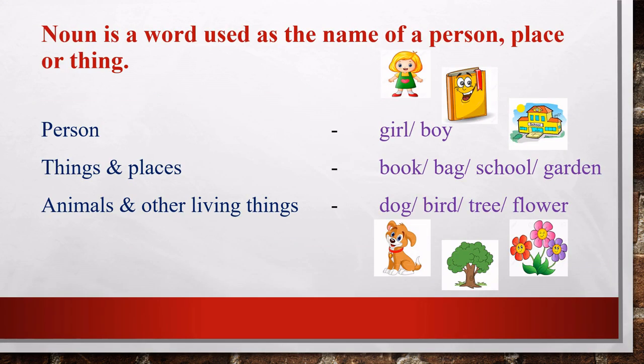A noun is a word used as the name of a person, a place or a thing. Examples are given below for each category. Let's check one by one. Nouns used for people can be girl, boy, teacher, and nouns used for things and places can be book, bag, school, garden, cinema, and finally the nouns used for animals and other living things can be dog, bird, tree, flower.